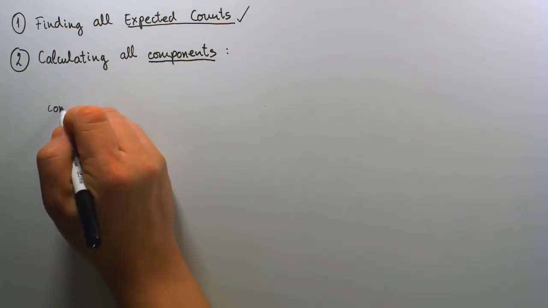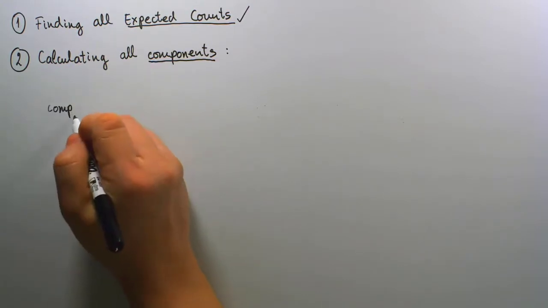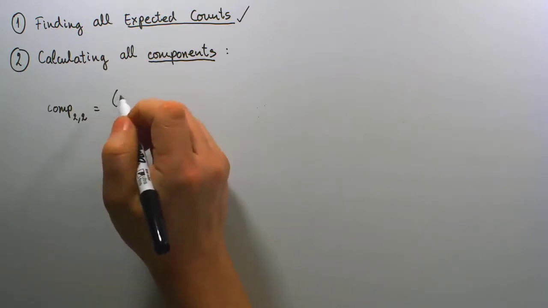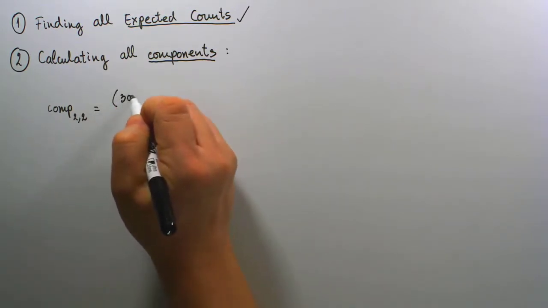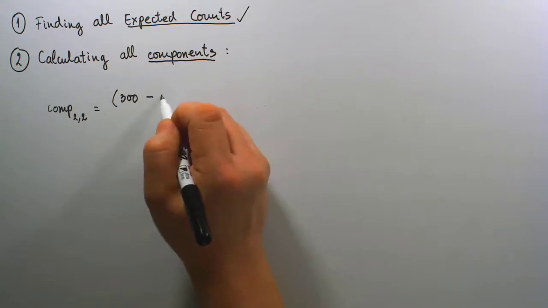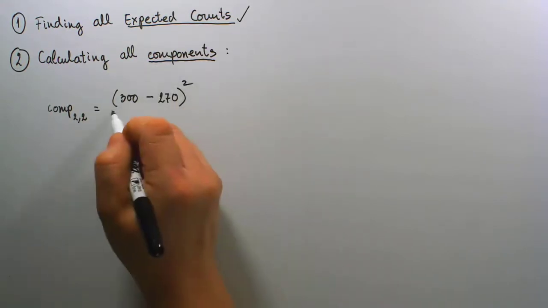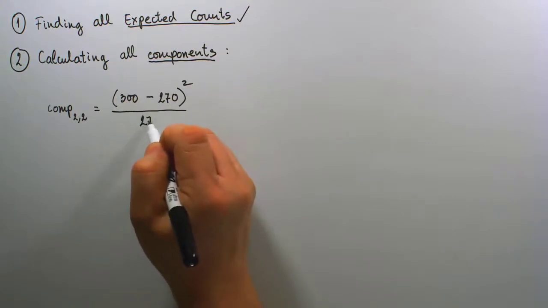Now let's calculate the component value for row 2, column 2. The observed count there is 300. We're subtracting the expected count in the same entry, 270. Square the difference and divide it by 270.